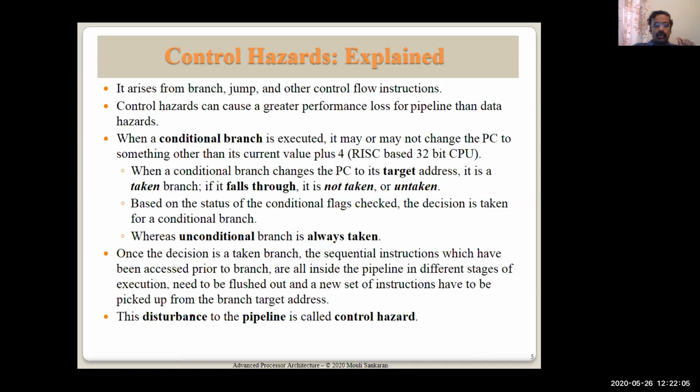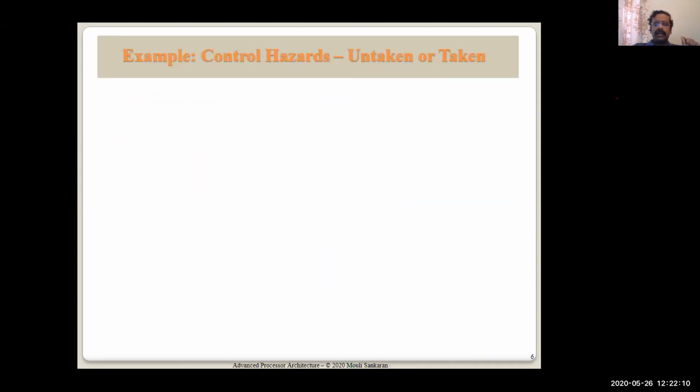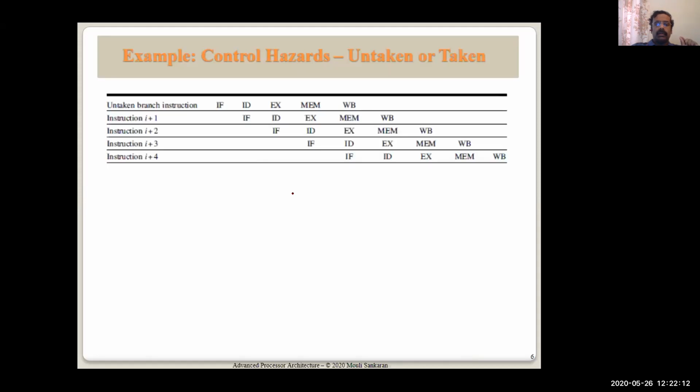Okay. So this is a disturbance to the pipeline and it's called control hazard. Now let me explain with the example. So this is a control hazard with the untaken or taken. Imagine there is a branch instruction, which is instruction I. It is untaken. Suppose it is a conditional instruction and it has decided that there is no need to go to the new location. Then what will be the pipeline stage?